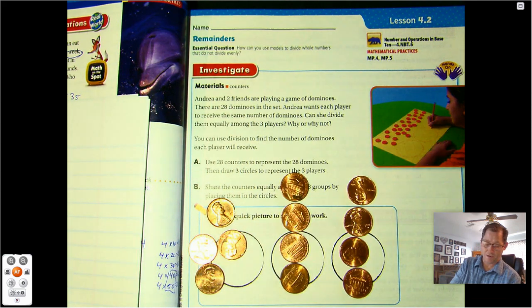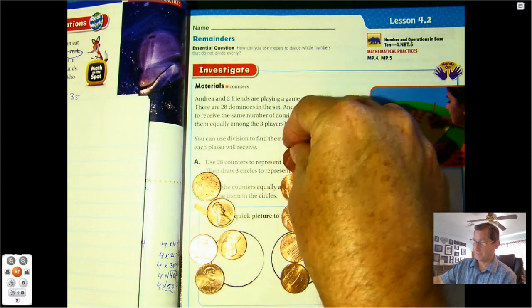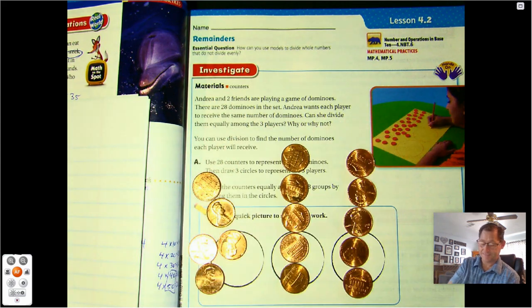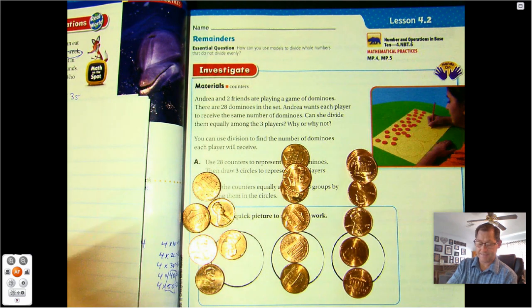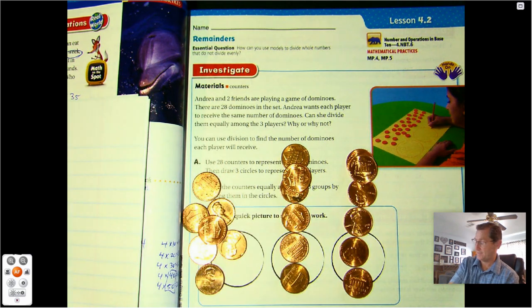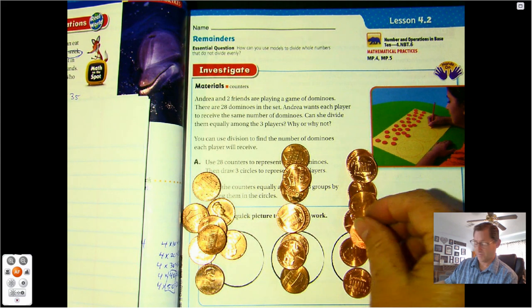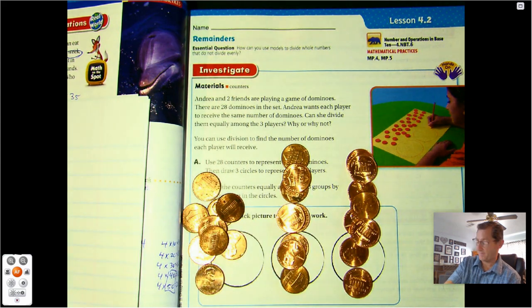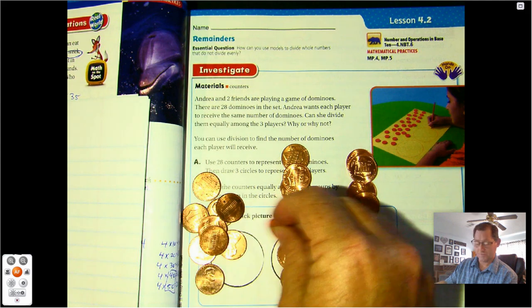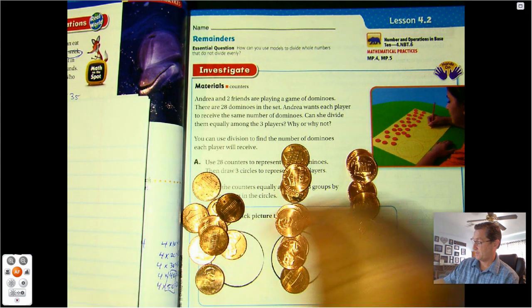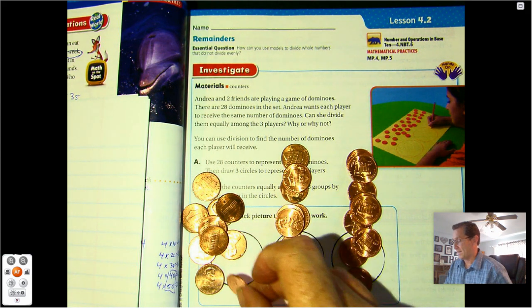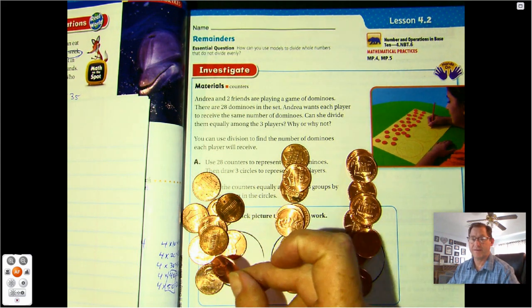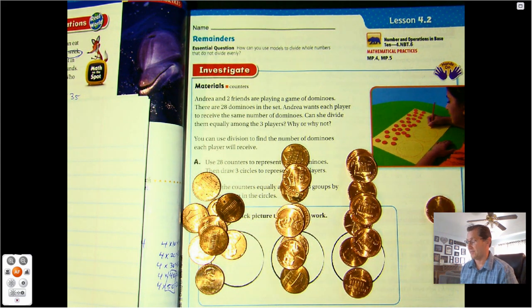So that's 12, 13, 14, 15, 16, 17, 18, 19, 20, 21, 22, 23, 24, 25, 26, 27, 28. So when I got to the 28th one, I don't have enough to give each of them. So I'm going to set that outside the circles.